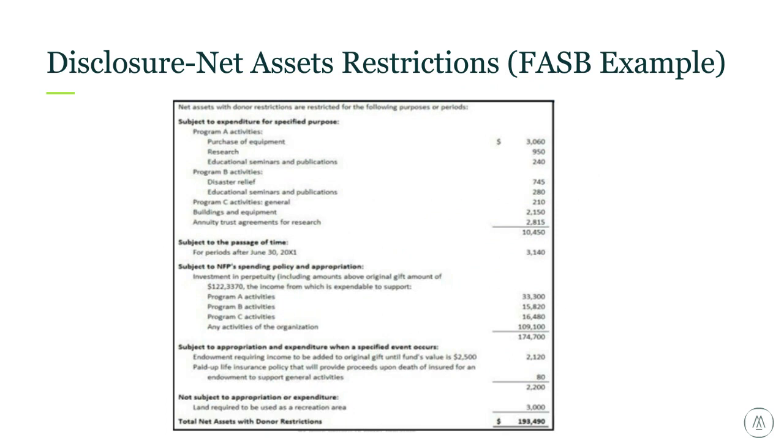So here's an example issued by the FASB as a possible disclosure related to net assets with donor restrictions. This example shows in detail net assets restricted by a specific purpose, passage of time, net assets subject to a spending policy, subject to appropriation and expenditure upon a specified event, and net assets not subject to appropriation or expenditure. Again, this is just one example on how you may present this information.